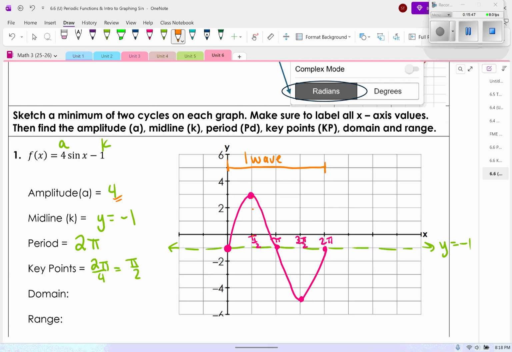The key points are going by pi over 2. And then the domain would be negative infinity to infinity. And the range now, the lowest number we have is at negative 5, and it goes all the way up to 3. So that is the range.